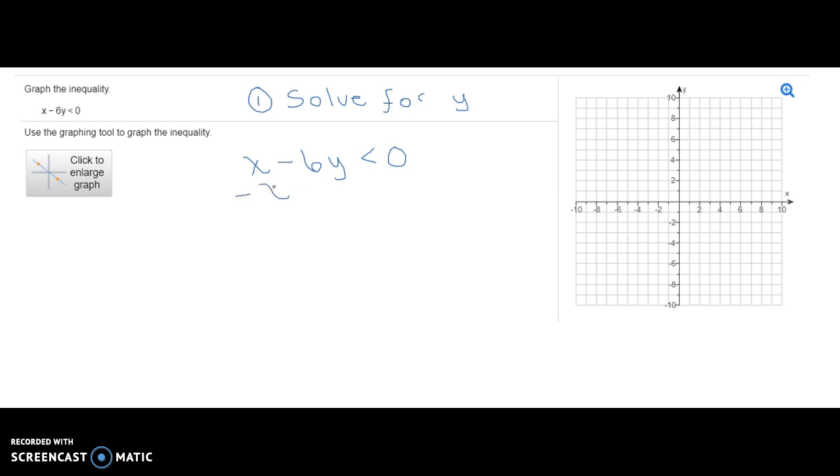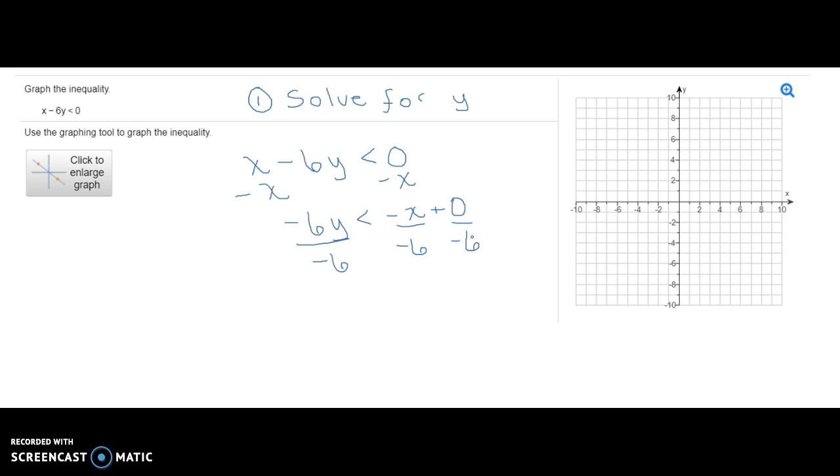So the first thing we want to do is move the x to the other side. That's going to give us negative 6y is less than negative x plus 0. And then we're going to divide everybody by negative 6.